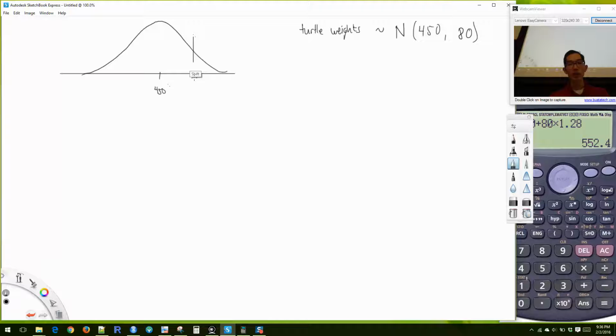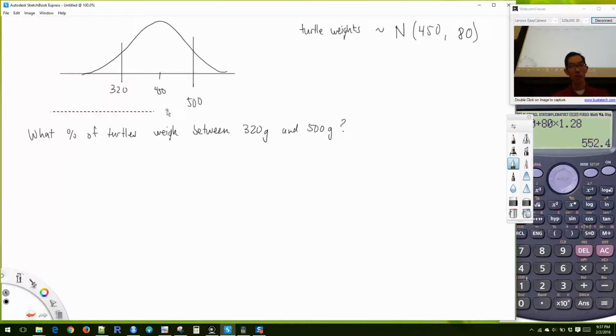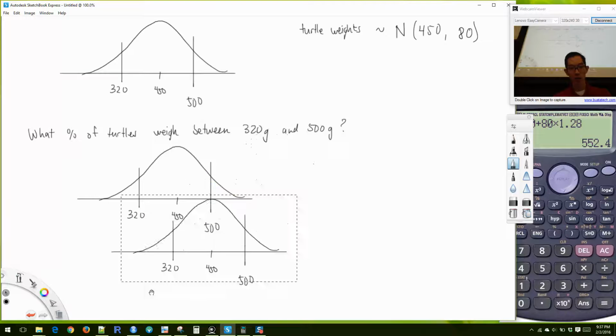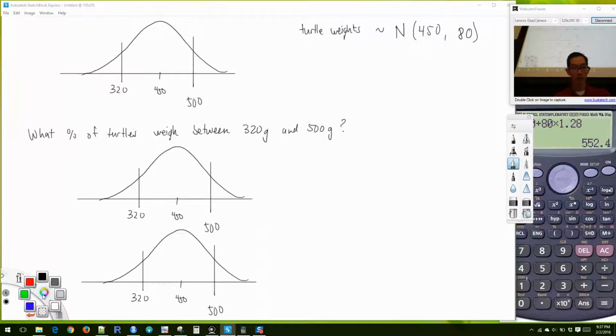Okay? Somebody can ask a question. Let's go from 320 to 500. We'll say, what percentage of turtles weigh between 320 grams and 500 grams? Well, to answer this question, I'm going to just duplicate this, okay? And I'm going to say the answer that we want is this area in green. What percentage of turtles weigh between 320 and 500 grams? The answer we want is in green, okay?